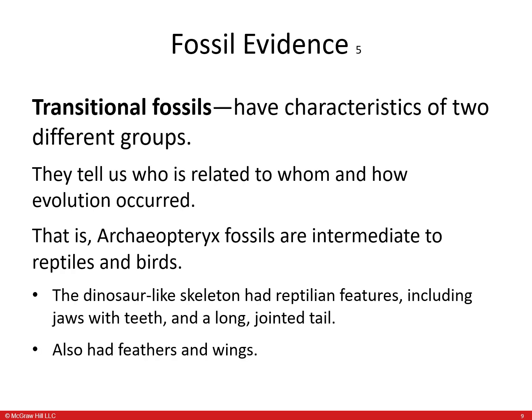Transitional fossils have characteristics of two different groups. They tell us who's related to who and how evolution occurred. For example, Archaeopteryx fossils are intermediate between reptiles and birds. The dinosaur-like skeletons have reptilian features, including jaws with teeth and non-jointed tails, but also have feathers and wings.